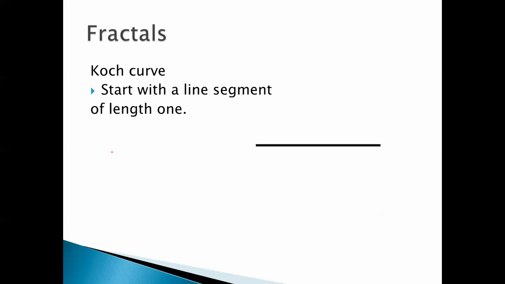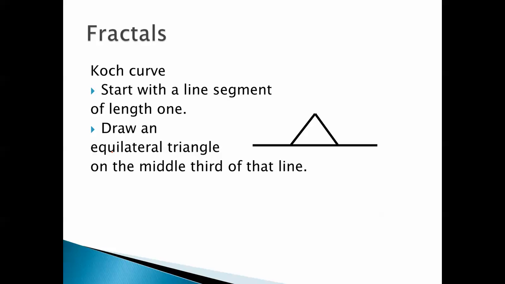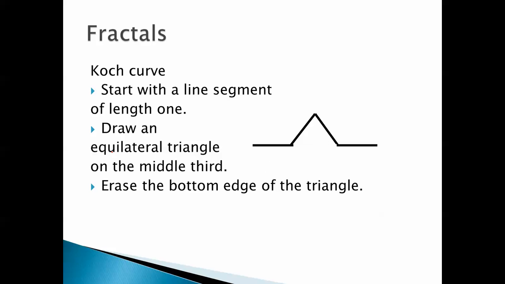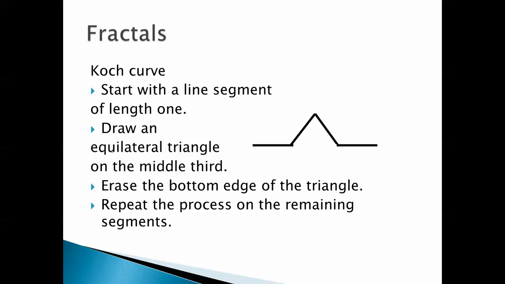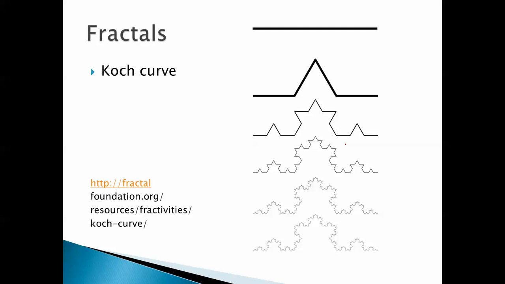Start with a line segment of length 1, draw an equilateral triangle on the middle third of that line, and then erase the bottom edge of the triangle. And we repeat the process on the remaining segments. So for example, draw an equilateral triangle in the middle third of each segment, and then we just erase the bottom edge of each of these triangles. We erase the bottom edge, we get something like that. And then we just repeat the process ad infinitum.